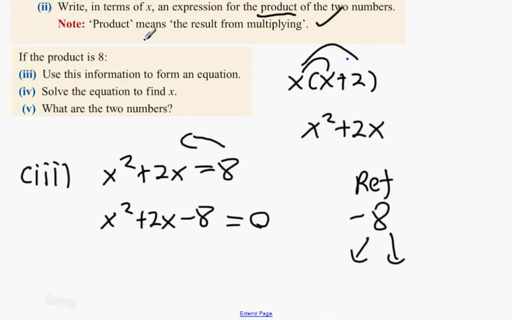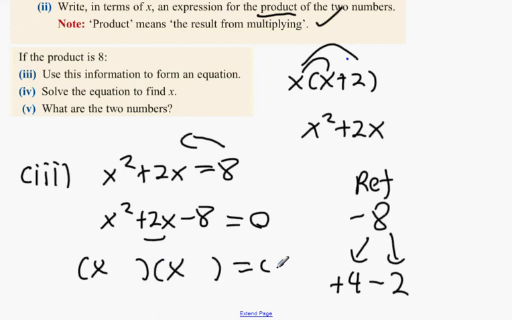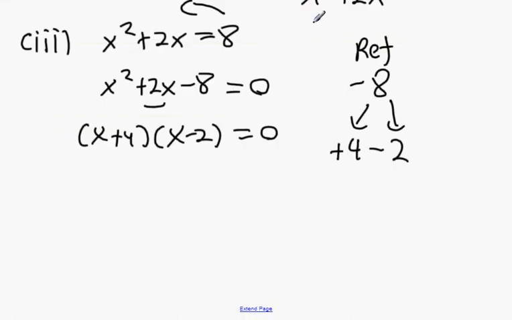Aaron, two numbers that multiply to give you 8? 2 and 4. Now which one has to be minus? 2, and plus 4. Why did you say that? Because it's plus 2 in the middle. Perfect. So what's the answer then? X plus 4 and x minus 2. Okay. And then what's the next part after that?